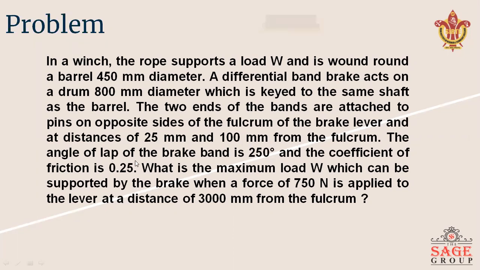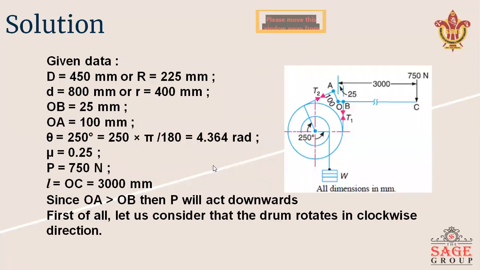The angle of lap of the brake band is 250 degrees. That means theta is equal to 250 degrees. The coefficient of friction mu is equal to 0.25. What is the maximum load W which can be supported by the brake when a force of 750 Newton is applied to the lever at a distance of 3000 mm from the fulcrum? That means L is equal to 3000 and P is equal to 750 Newton.